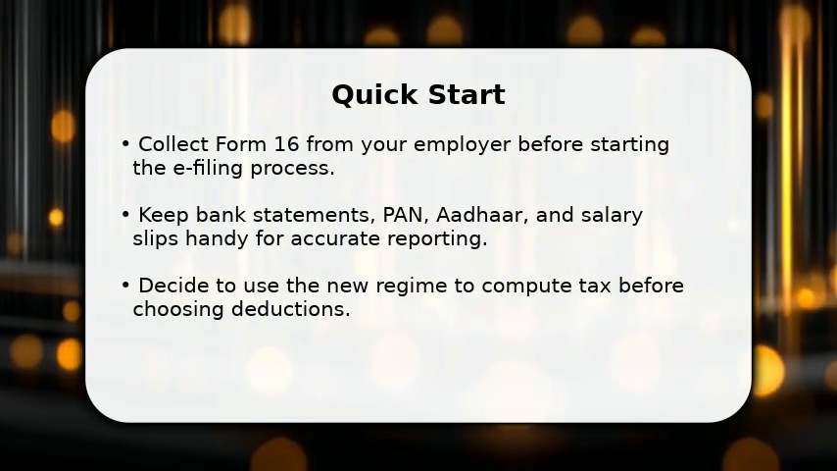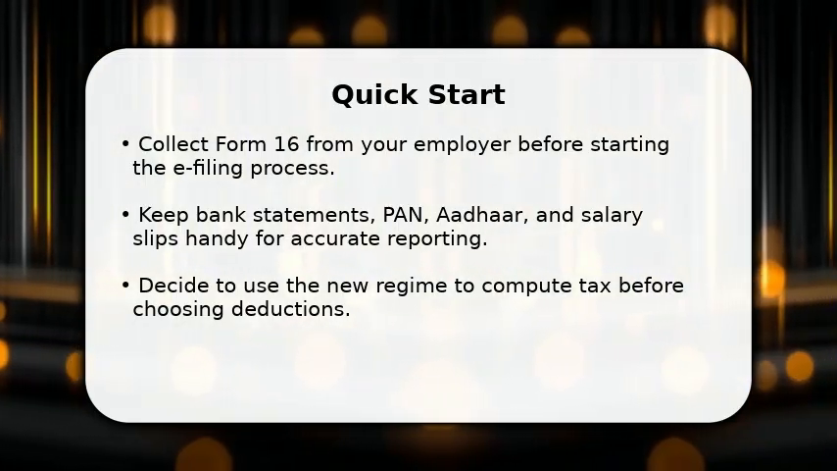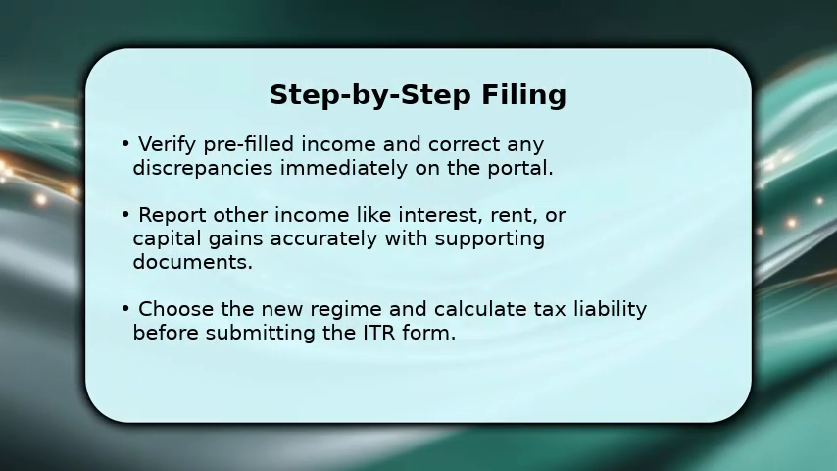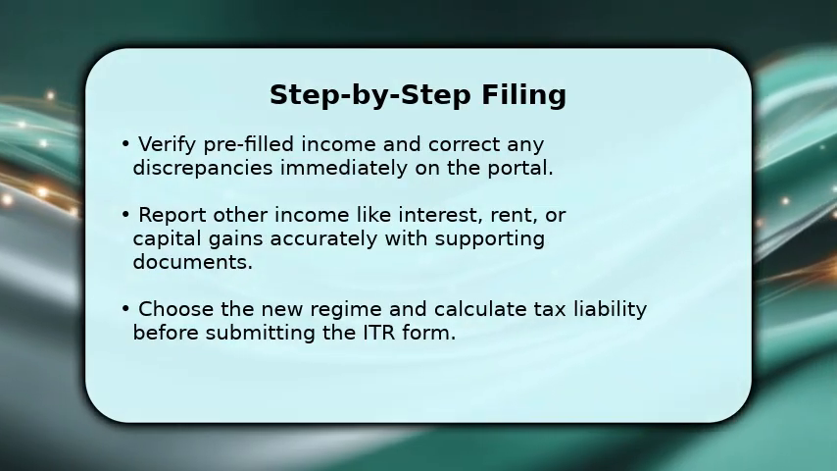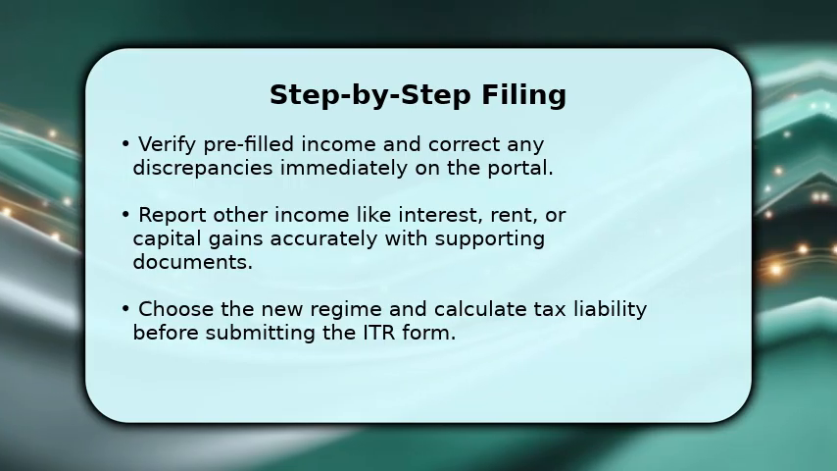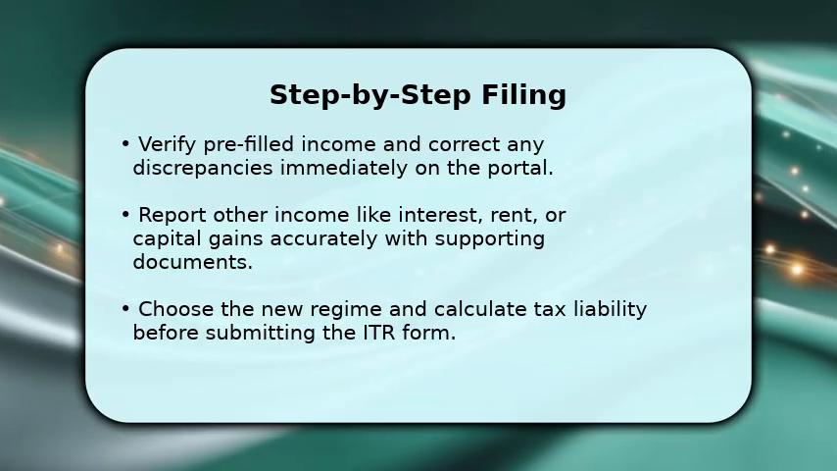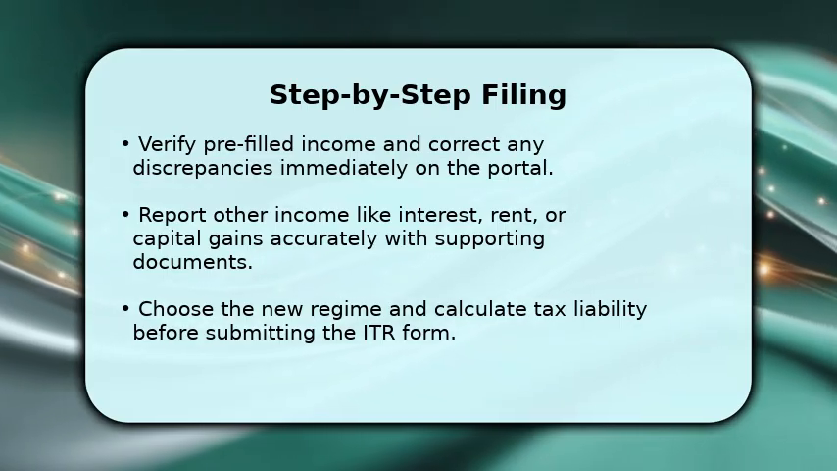Prepare to e-verify using Aadhaar OTP or net banking for instant confirmation and receipt. Start by checking the pre-filled income fields and reconcile with your Form 16 line by line. Add any income not captured, like bank interest, rental income, or capital gains, and attach supporting details mentally for accuracy.